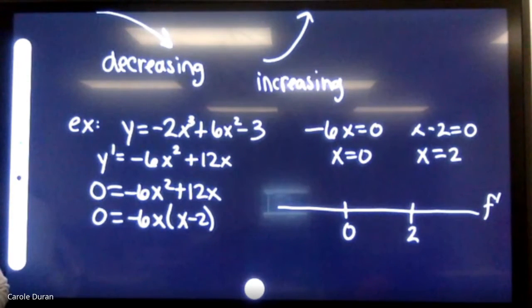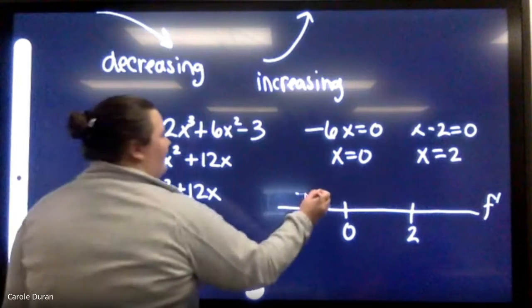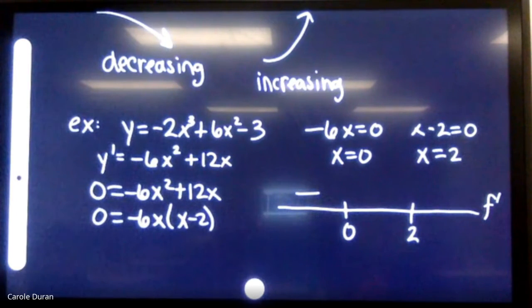Who thinks positive? Who thinks negative? Good. I don't care what kind of negative it is, whether it's a really small one or a really big one. I just care that it's negative. Then I test between 0 and 2. So what's a number between 0 and 2 that I can test? 1. Awesome. Plug it in.